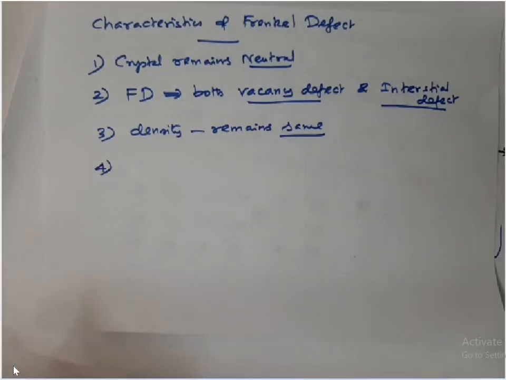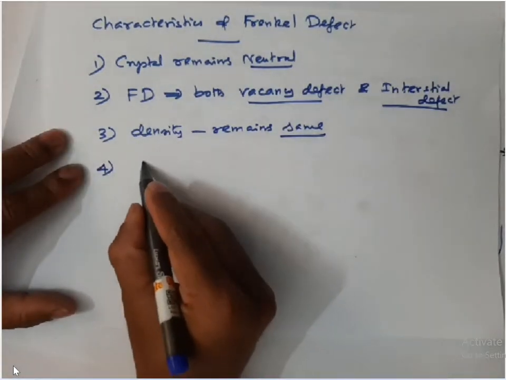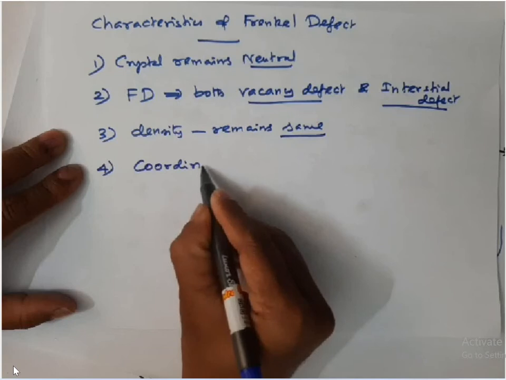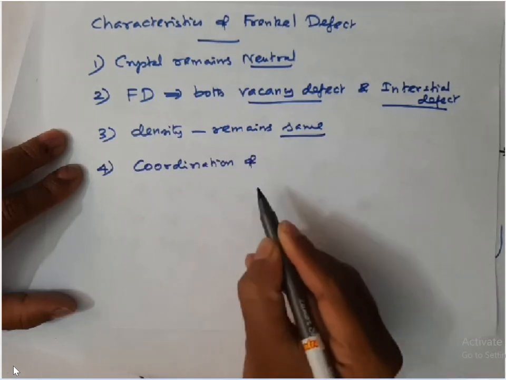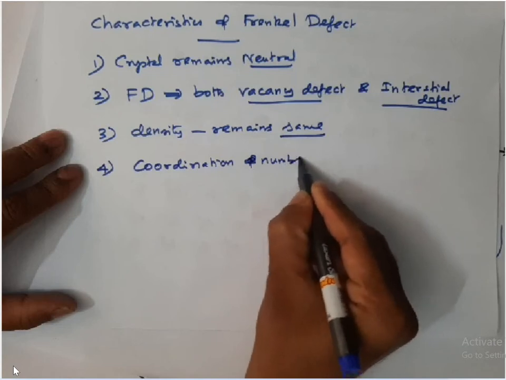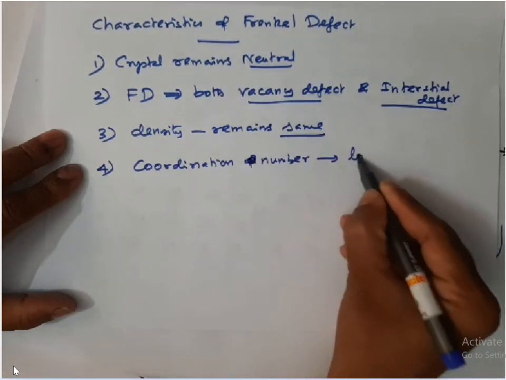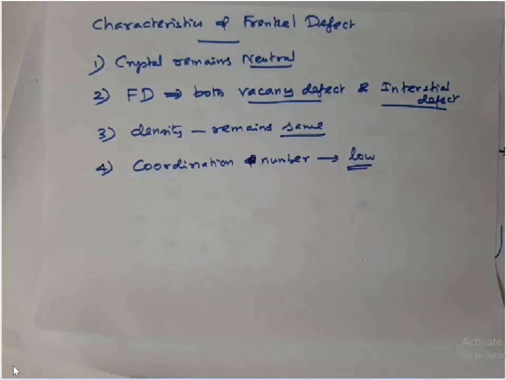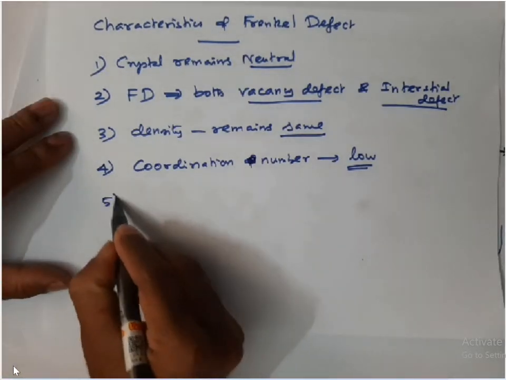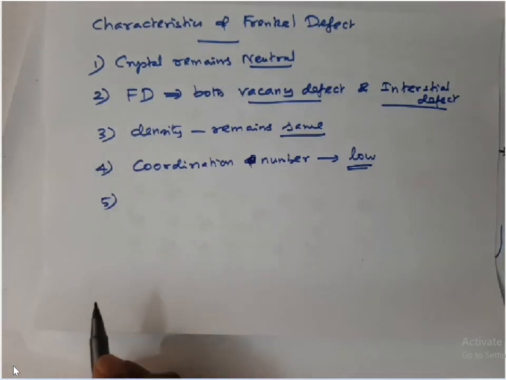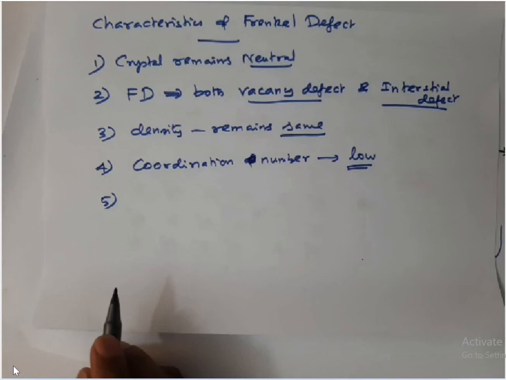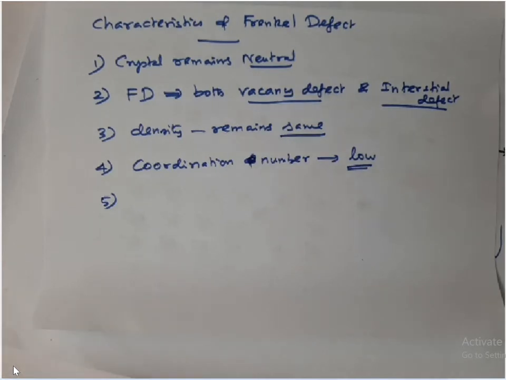to form this Frenkel defect, what's the main requirement? The main requirement is coordination number. The coordination number of ions should be low. For Schottky defect, the coordination number should be high. But for an ionic crystal to show Frenkel defect, this is one of the important requirements: the coordination number should be low. Then another important point here: the size of cation and anion should be different.